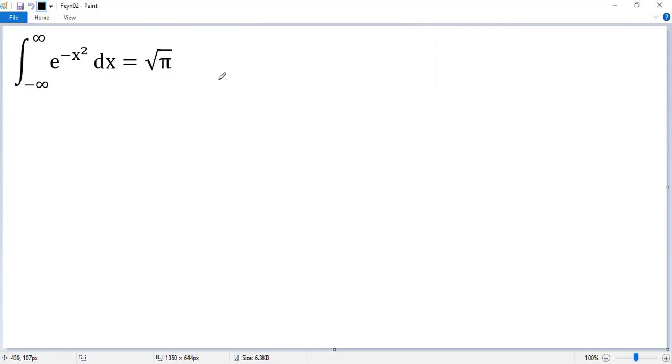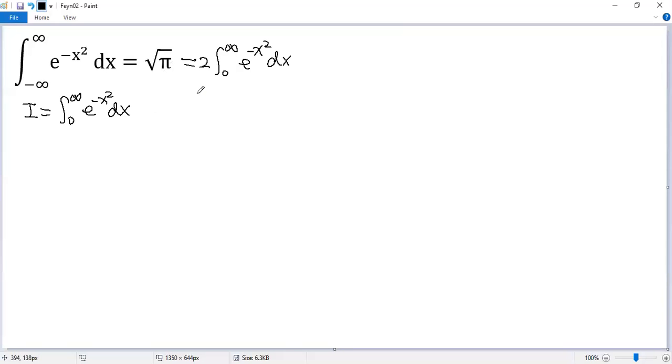Now let's apply Feynman's technique to calculate the integral. First, notice that the integrand is an even function, so we can write it as 2 times the integral from 0 to infinity of e to the power of negative x squared dx. Let's denote I as the integral from 0 to infinity of e to the power of negative x squared dx. You can expect the value to be square root of pi over 2, right? But how can we create the value pi?